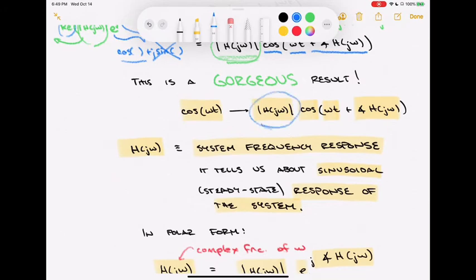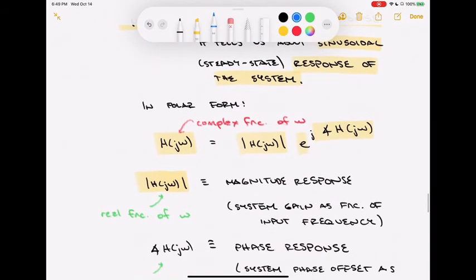This part out front, that magnitude part, is something that we're going to call magnitude response. What is the magnitude response? It just tells us the system gain as a function of input frequency. Systems can have frequency dependent gains. We see that with integrators or differentiators. We see it with anything that has an s in it. So these systems can have a magnitude that changes as a function of frequency.